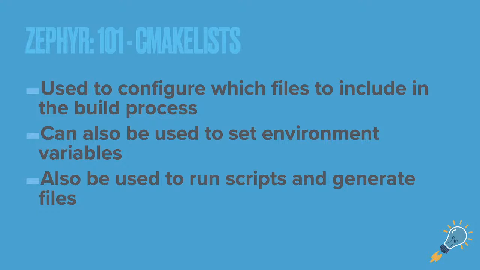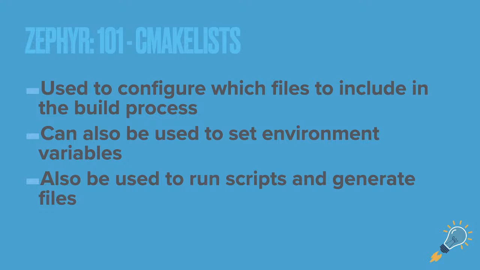CMake lists are used to configure which files you're going to include in the build process. I think many of you are already familiar with CMake, so I'm not going to belabor it, but it is different compared to, let's say, Nordic's original SDK, where they were using makefiles. It's kind of recursive to some extent, where it traverses file structures within your application and determines what the dependencies are and what files need to be compiled.